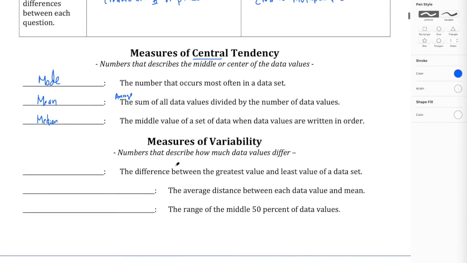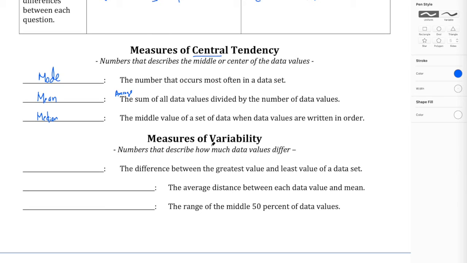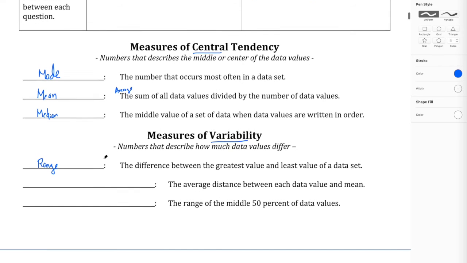Okay, now we also sometimes want to describe something called variability. Variability is the numbers that describe how much data values differ from each other. The most basic is the difference between the greatest value and the least value of a data set, and we call that the range. We'll talk about this more as we go along, but the range is a singular number. Sometimes people will say, oh, the range is from 10 to 12. Well, if the numbers went from 10 to 12, the range would be 2. It's not two numbers, it is one number that is the difference between the greatest and least value.